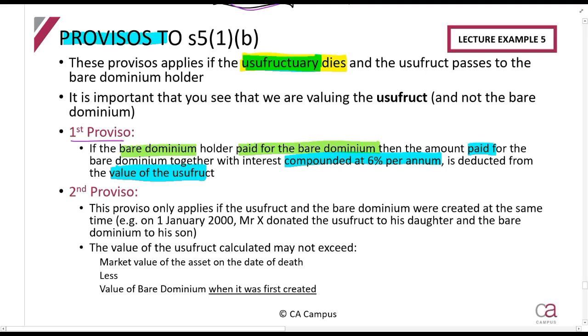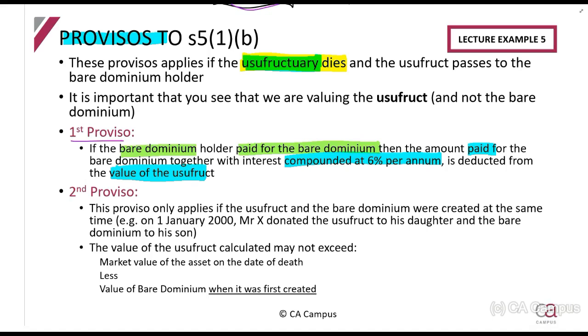That's the first one. So again, if I've got the usufruct and the person who has the bare dominium had to pay for it, when I die and they calculate my usufruct, they will deduct the amount that the bare dominium holder paid from the value of my usufruct. Now, I know it seems a bit strange. Why would you deduct the value of the bare dominium from the usufruct? It's basically for the calculation of the usufruct, because it will change the value there.